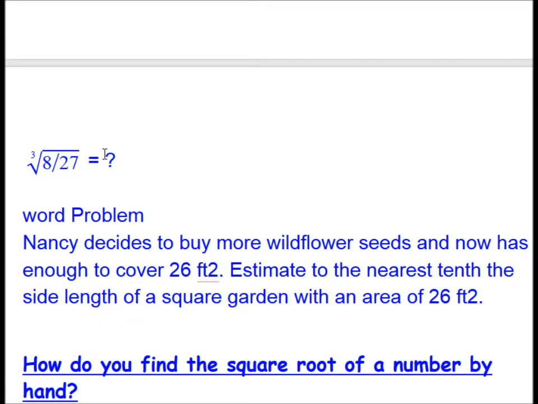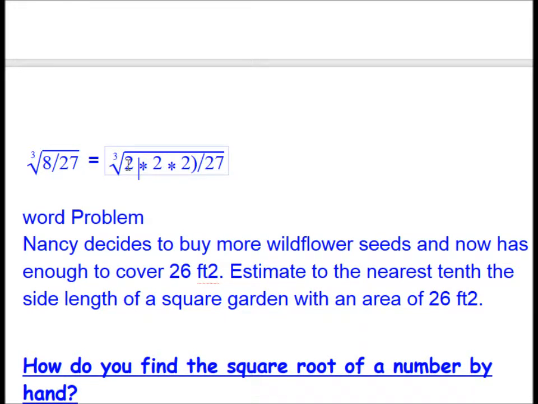Let's see how to solve this one. We have to calculate the cube root of 8 by 27. So we can rewrite this equation. 8 can be written as 2 multiplied by 2 multiplied by 2. 3 times if you multiply 2, you will get 8. 2 times 2 is 4, 4 times 2 is 8. And 27 you can write as 3 multiplied by 3 multiplied by 3.